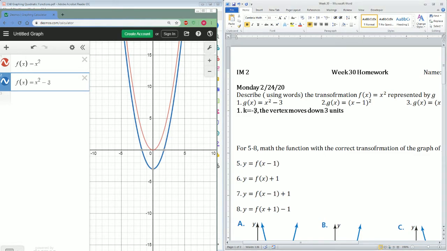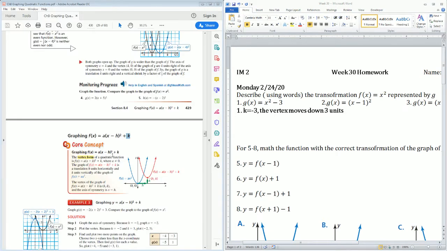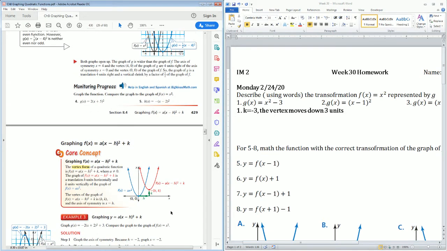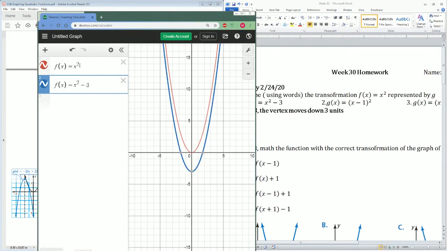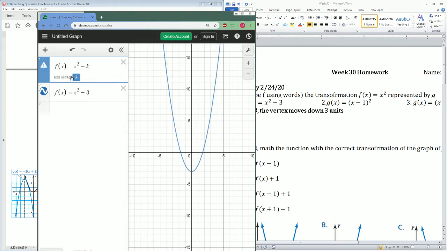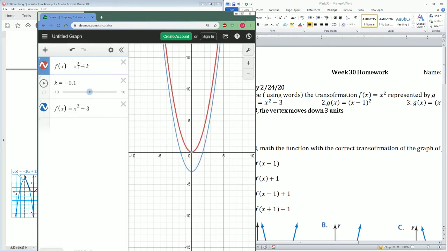Again, remember, when k is negative, it moves the parabola down. So plus k will move it up, and minus k will move it down. If I add a slider for k, notice that if I add k, it goes up, but if it goes down, it's a minus k.